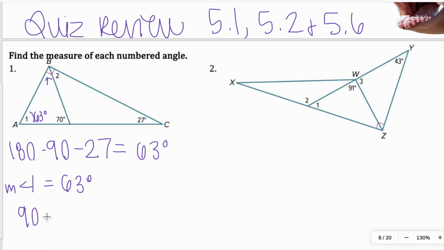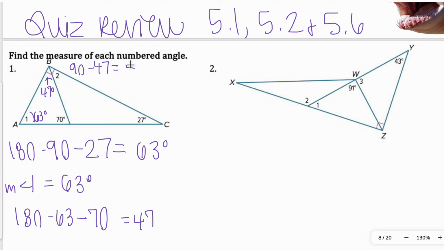So 90 minus 63, not 90, but 180 minus 63 minus 70, is going to give me 47. So this is just one way to find it. So if this is 47 degrees, then 47 taken away from 90 is going to give me 43. So 90 minus 47 is equal to 43. So angle 2 is equal to 43 degrees.